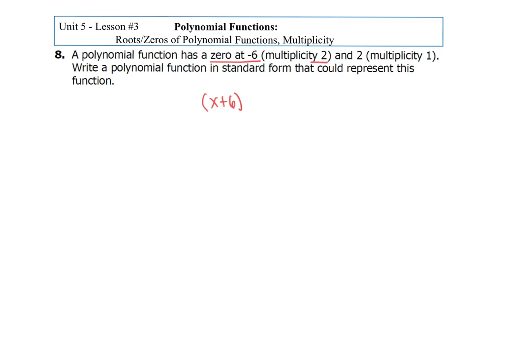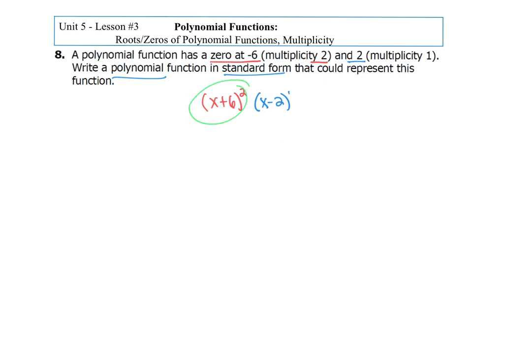And it says it has a multiplicity of 2. Remember, the multiplicity is the exponent, so we're going to put a squared right there. And then we have another 0 at positive 2. So if we have a 0 at positive 2, inside the parentheses it had to have been a negative 2, and its multiplicity was 1, or technically no exponent there. Now it wants to know the polynomial function in standard form. That means we have to multiply it all out and write it from our highest exponent down to our lowest exponent. So the first thing we need to do, remember we can only multiply 2 binomials at a time.